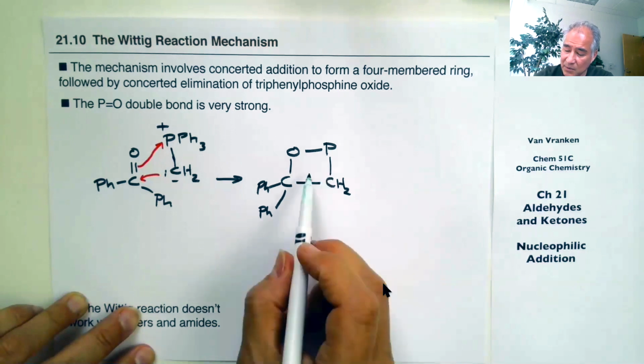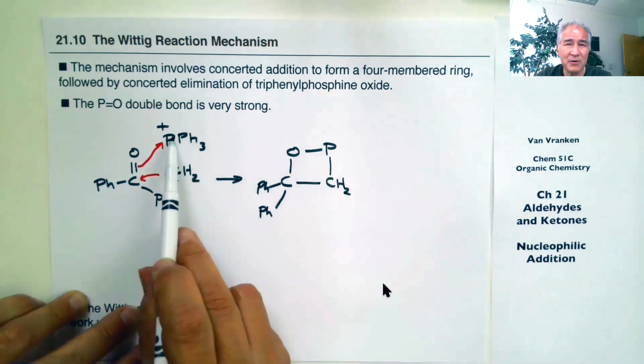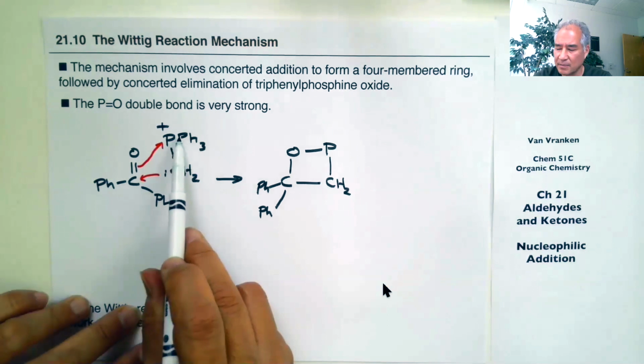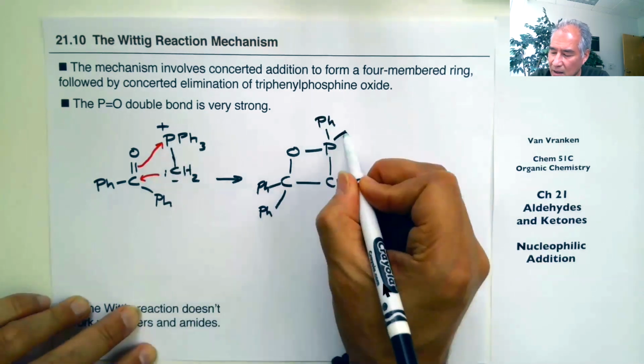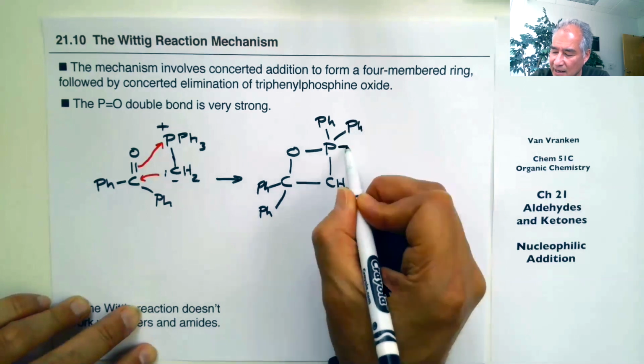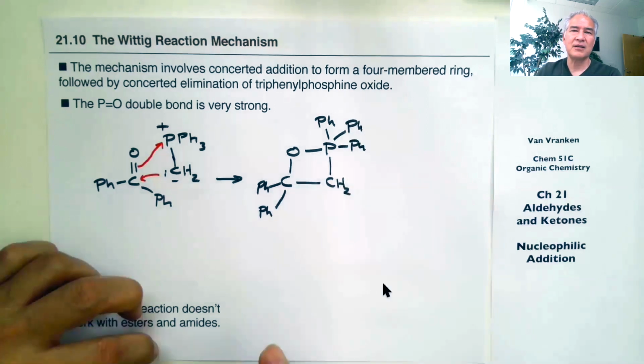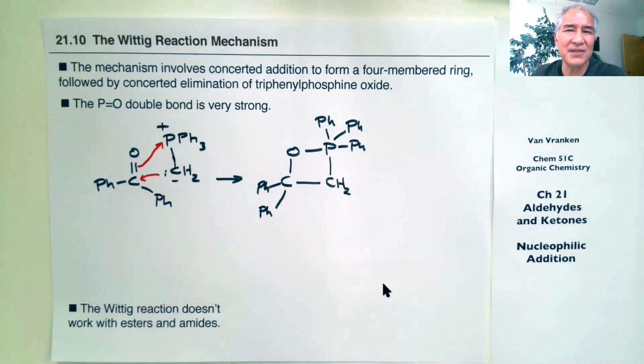So I generate 2 bonds at once, and remember, there's 3 phenyl groups on this phosphorus, PPh3. That might look weird to you. You might think, oh, you can't have 5 bonds to phosphorus. Of course you can. Phosphorus is not a second row atom. Phosphorus is a third row atom.